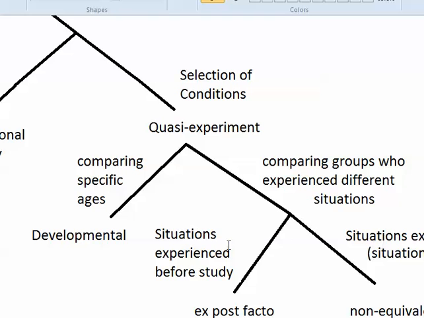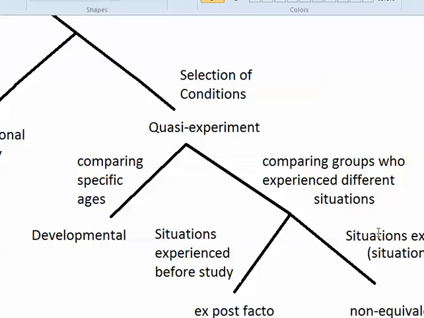If the situations are experienced before the study, it's ex post facto. So in an ex post facto study, you're just collecting data from people who have had different experiences in the past, and usually the data is collected with questionnaires. So if I just seek out one group of participants who say they went to preschool, and I seek out another group who say that they didn't, and I give both groups of people a questionnaire, it's ex post facto. I'm just collecting data from people who had different experiences in the past.